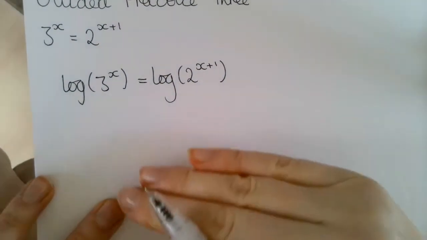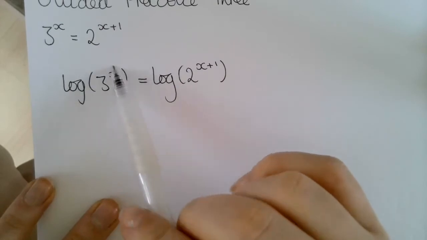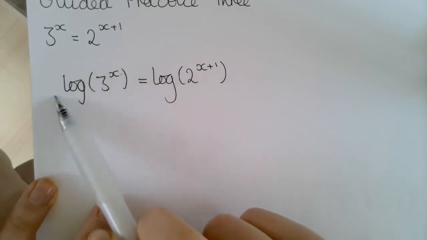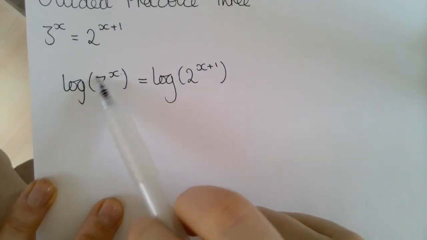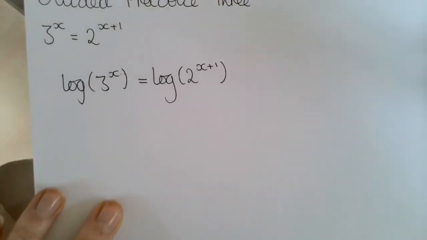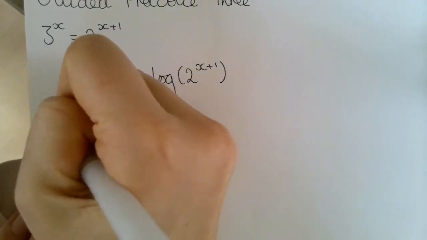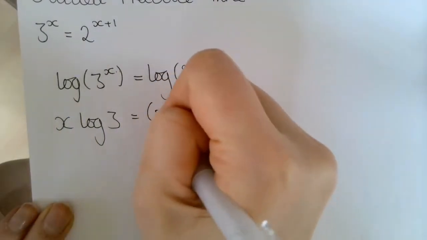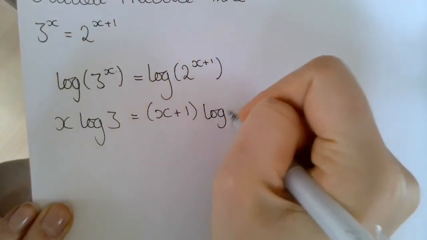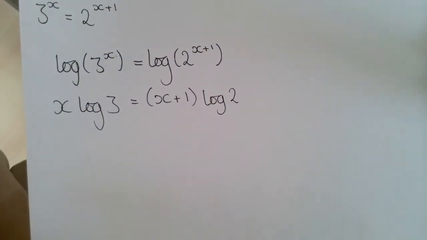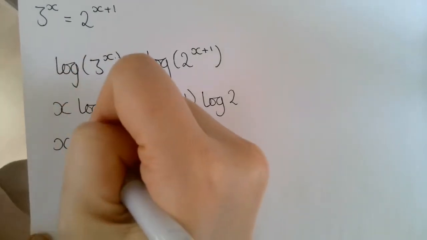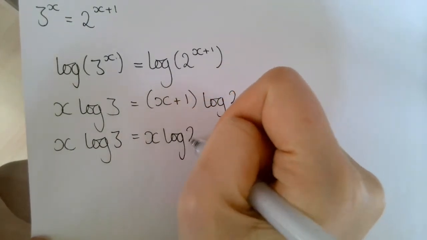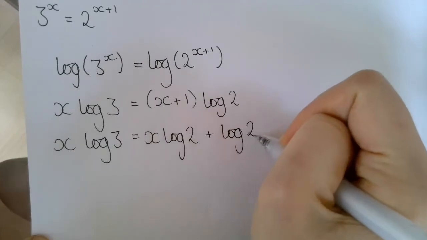Now remembering our laws of logarithms, if we have the logarithm of a number to a power, we can bring that power to the front and then multiply it by the logarithm of just the number there. So we can rewrite this as x log 3 is equal to x plus 1 times log 2. I'm going to expand that bracket on the right hand side now. So I've got x log 3 on the left, and then I've got x log 2 plus log 2.